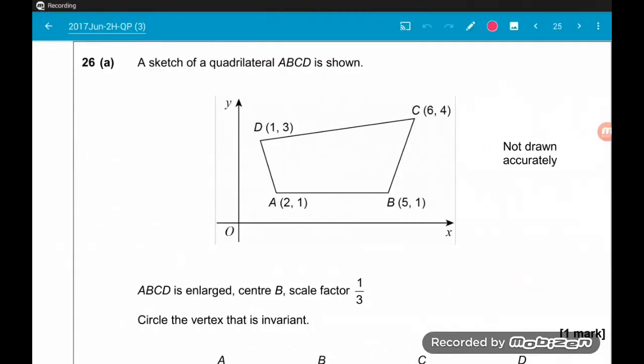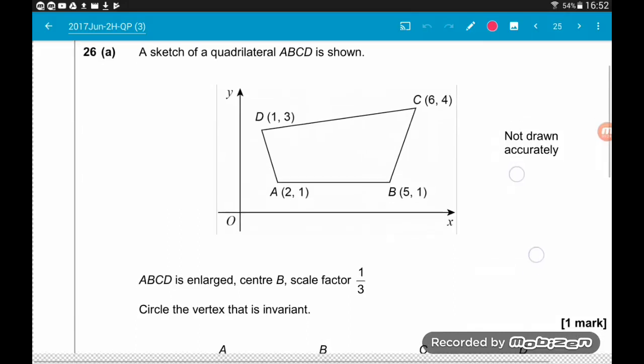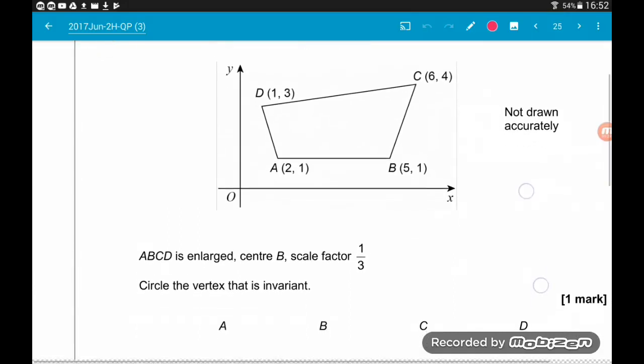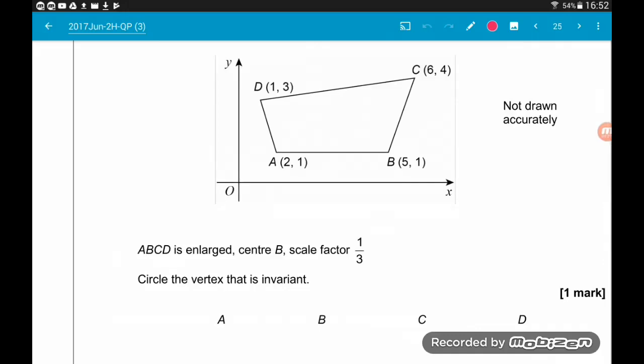Okay, question 26, something a lot lighter here, 2 multiple choice questions to do with invariant points. So an invariant point is a point that doesn't move when being put through a transformation. So here we've got this quadrilateral with vertices A, B, C and D. We're told the quadrilateral is enlarged with a scale factor of 1/3, centre point B.